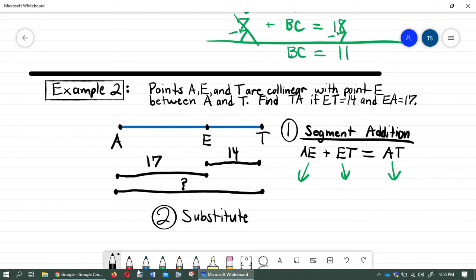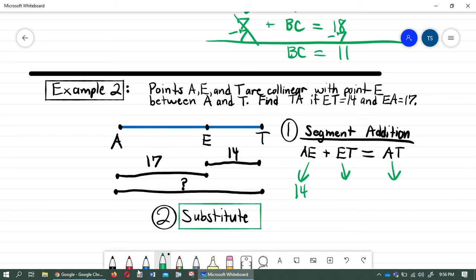So we were given that EA, and that's the same thing as AE, right? EA and AE are the same thing. All right, so EA was 14, right? So we go ahead and plug that in right there. Yeah, that's 14. Go ahead, do your substituting. All right, so that's 14.